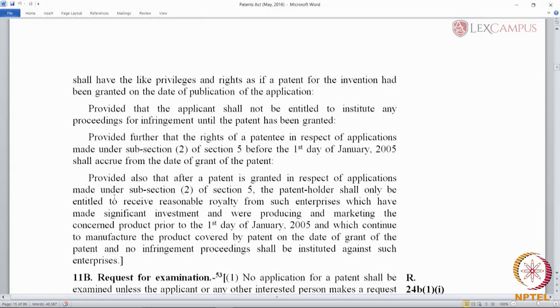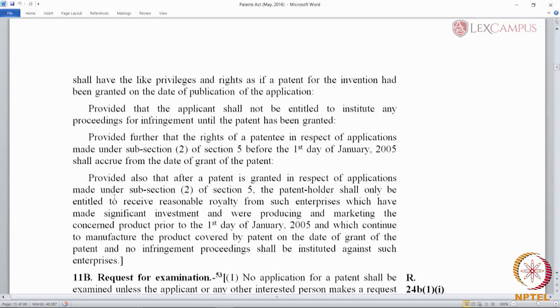So, the words used here, like privileges and rights, as if a patent for an invention has been granted, can be understood as the right to claim damages from this point, from TPA, that is the first publication, because the first publication serves notice to the world, and if the person does not cease the infringing activity, and if the patentee has informed the infringer that there is a patent pending, the patentee may be able to claim damages from this point.